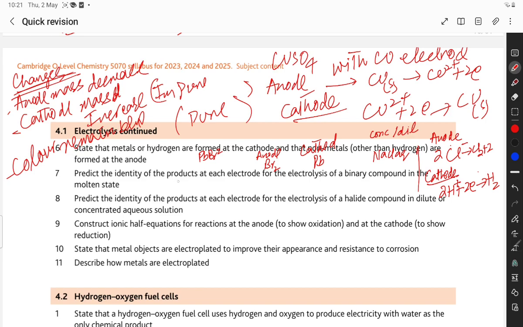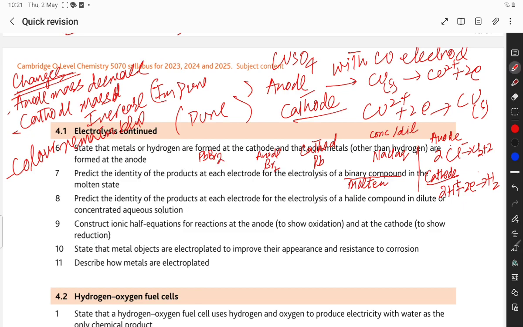Predict the identity of products at each electrode for the electrolysis of a binary compound. Binary compounds mean molten compounds in which we have two ions, like potassium bromide. Potassium bromide has a positive and a negative ion, only two ions present.